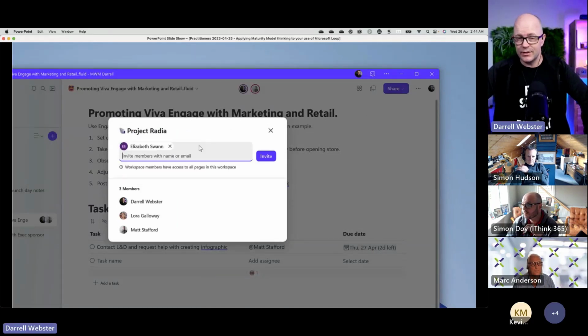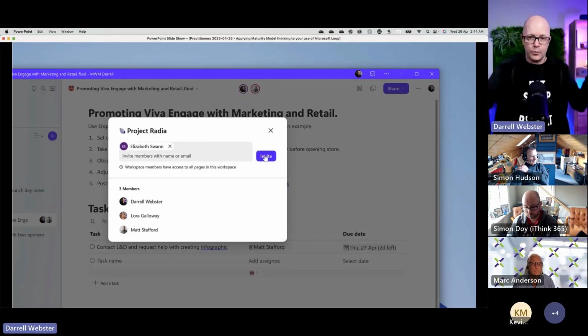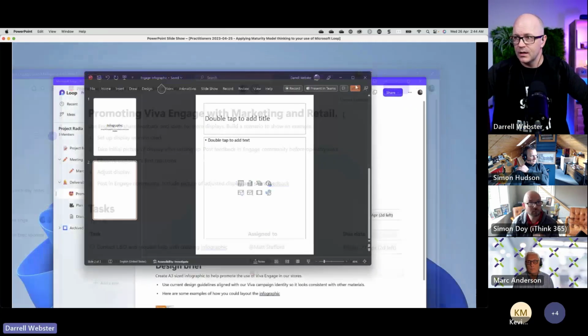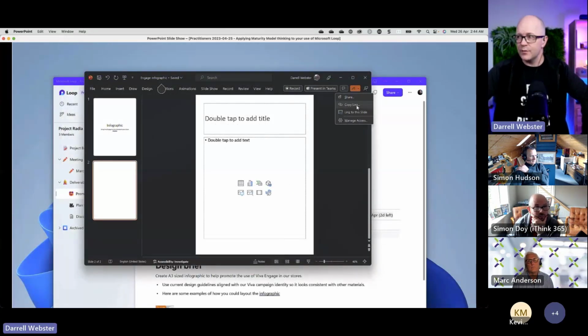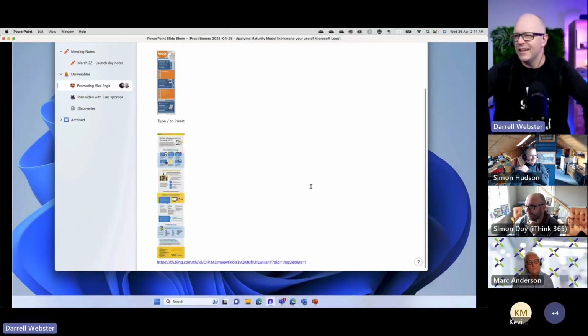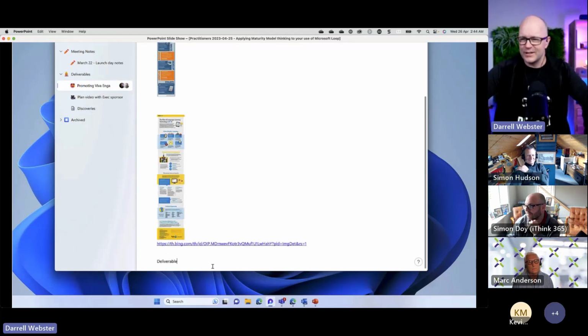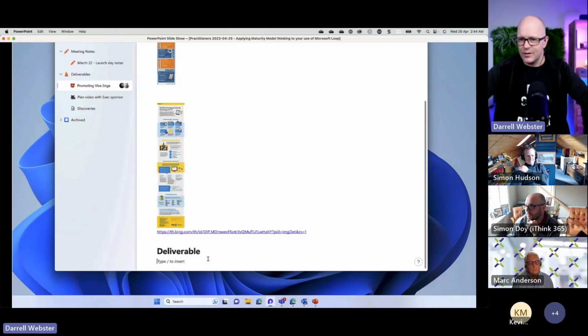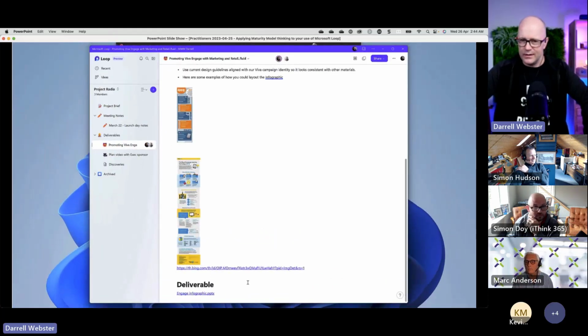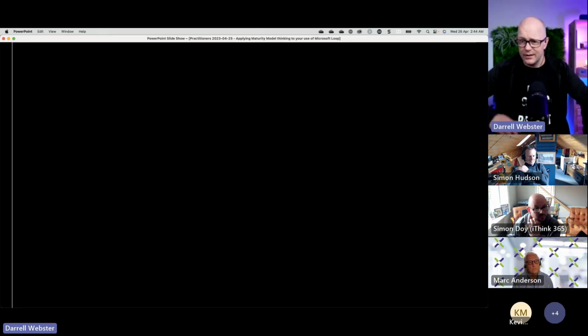We'll add Elizabeth so that she can get a hold of all the context of this project as well, and take it from there. So we've done that. She's building out a draft of the infographic in PowerPoint, because all designers love PowerPoint. Yeah, right. And she's grabbed a link to that. She'll add it into the loop, so it's easy to find. There it is. Now, that's the end of the demo-ish.